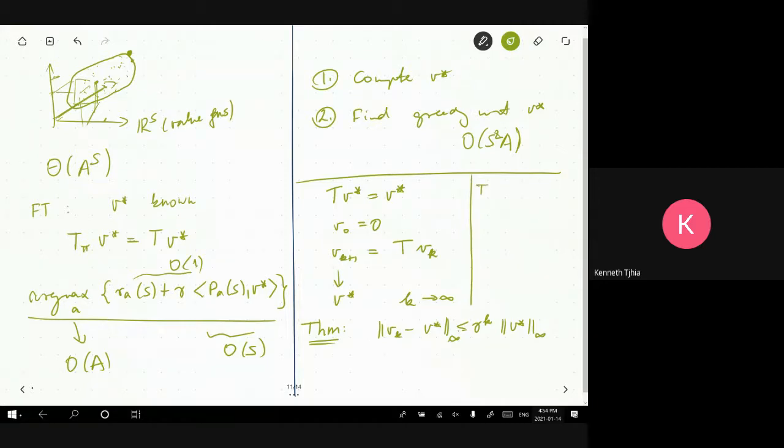So what that means is that if you take two different vectors, or let's just say V and U, and you look at what T does to them, it pulls them closer together, and pulls them closer together by a factor of gamma. Okay, this is called a gamma contraction.